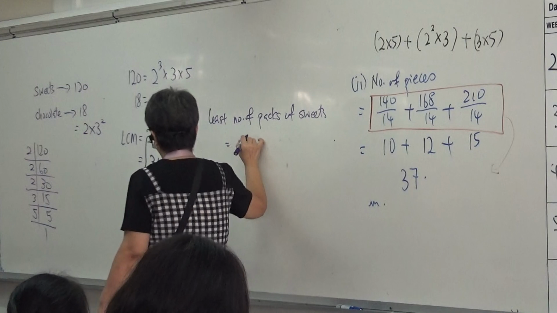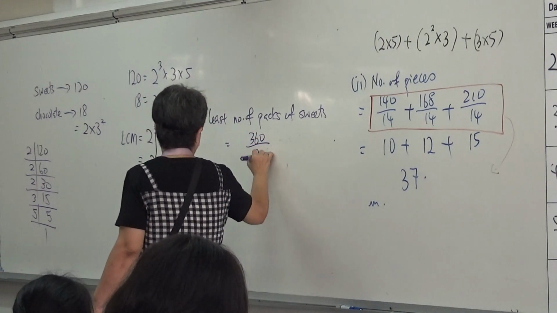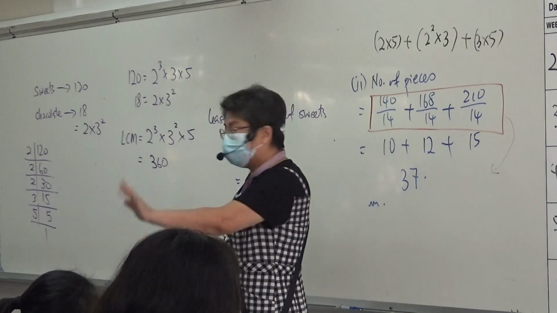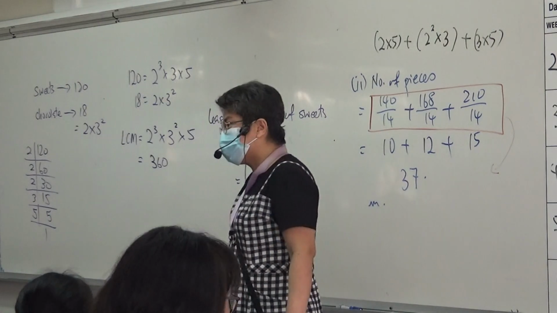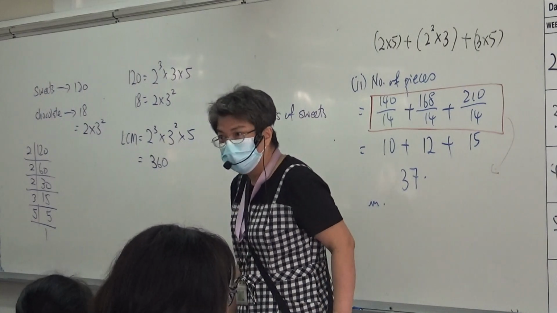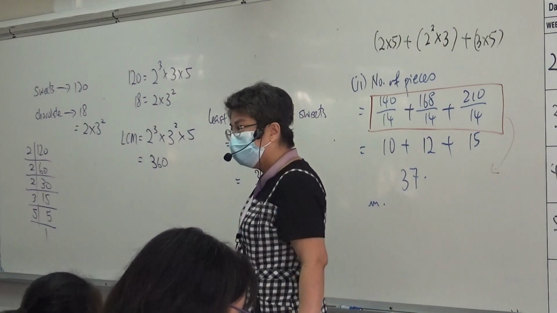It will be 360 divided by 120, right? So how many packets? 3 packets, right? Correct? Yes or no? Yes. What's the question, Jenny?